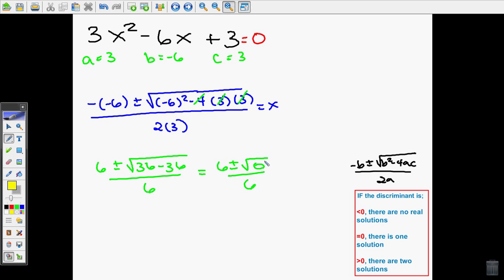Again, I can tell at this point, because the discriminant is 0, that there is exactly one solution. Just to show you, all of this is 0, so we have 6 plus or minus 0 over 6. There's nothing to plus or minus. It's just 6 over 6, which is 1. So x is equal to 1. There's one solution, just like the discriminant said there would be.